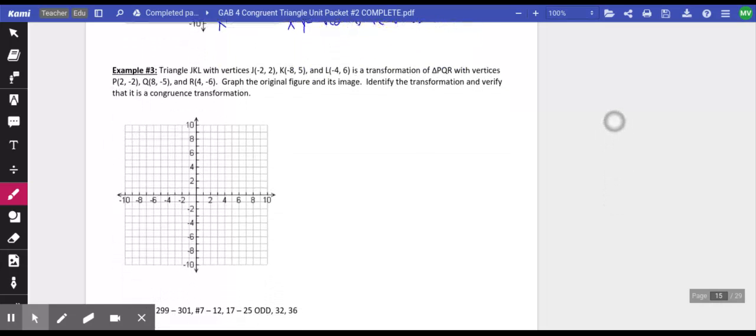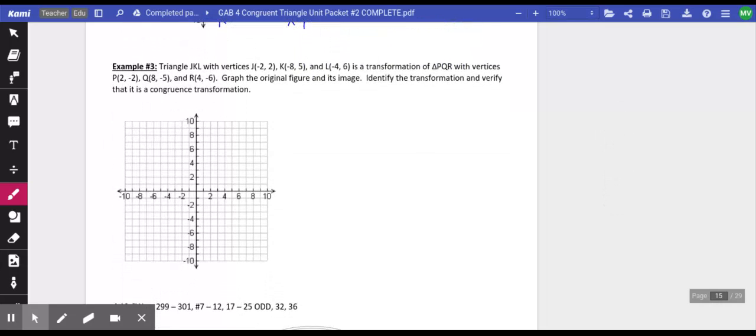So example 3. Triangle JKL with those vertices is a transformation of PQR with those. Graph the original and its image. Identify the transformation and verify. So I want you to pause and do all of this and then come back and check.